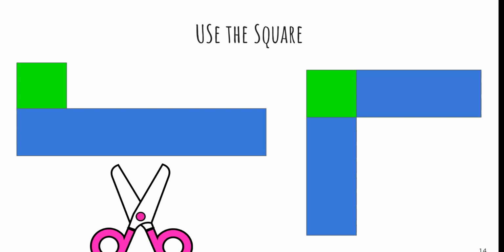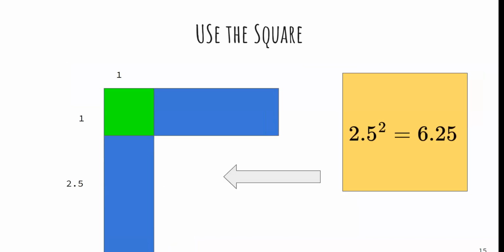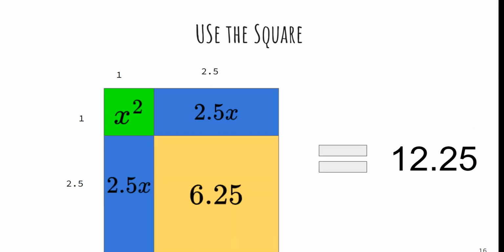Well, we have to cut the blue piece in half, and then we'll be able to make a square. So now we cut the blue piece in half. It was 5 by 1, so now it's 2.5 by 1. We put it on either side, and that means that the yellow square that will complete this larger square will have an area of 2.5 by 2.5. 2.5 squared is 6.25. So let's add up all the areas of our completed square, and that would be 12.25.